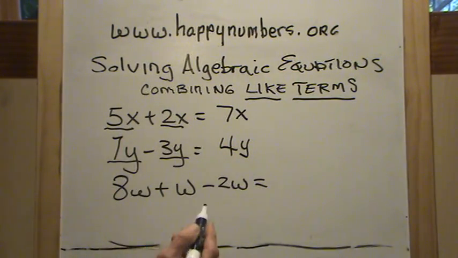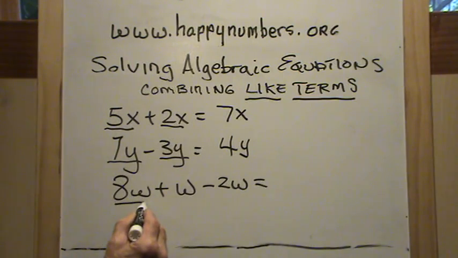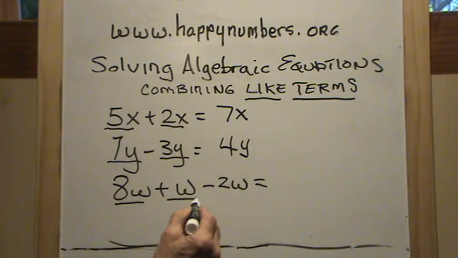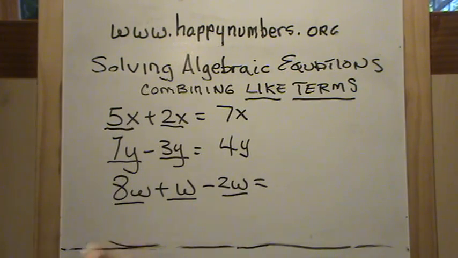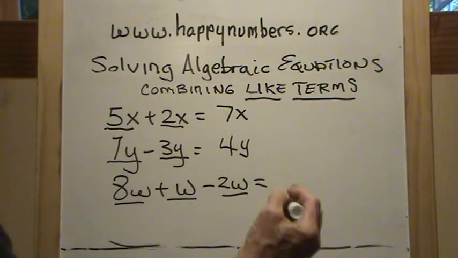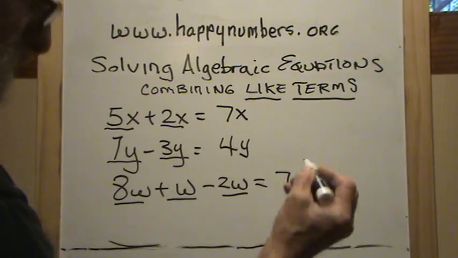Here I have 3 terms. I have 8 times w, I have 1w, we don't have to write the 1, and I have minus 2 times w. Well, the 3 terms are alike because they all have w's in them, so we can combine them. 8w plus 1w would give me 9w, and 9w take away 2w would give me 7w.